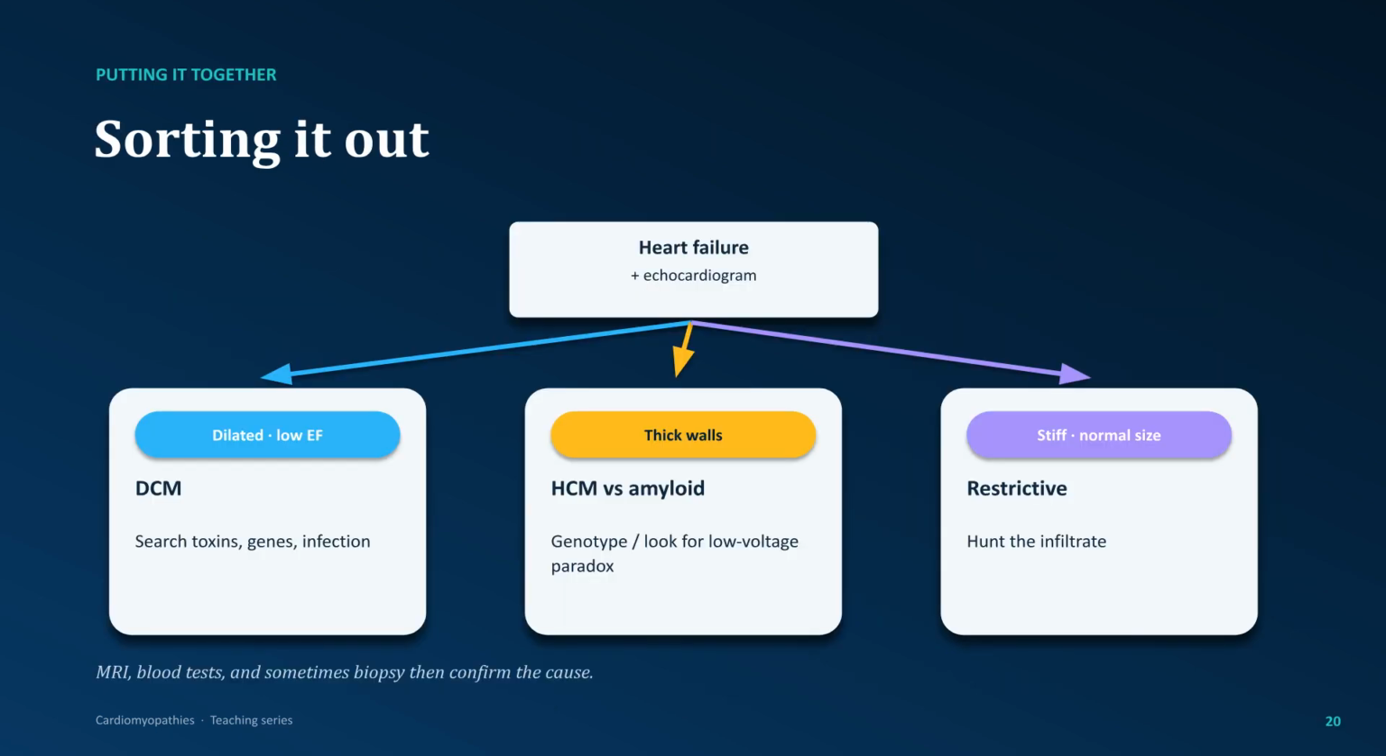To summarize our diagnostic approach, we start with a patient in heart failure and use the echocardiogram to define the heart's shape. Dilated hearts require a search for toxins and genes. Thick walls suggest hypertrophy or amyloid, while stiff, normal-sized hearts require an investigation for infiltrative processes. MRI, labs, and sometimes biopsy confirm the diagnosis.